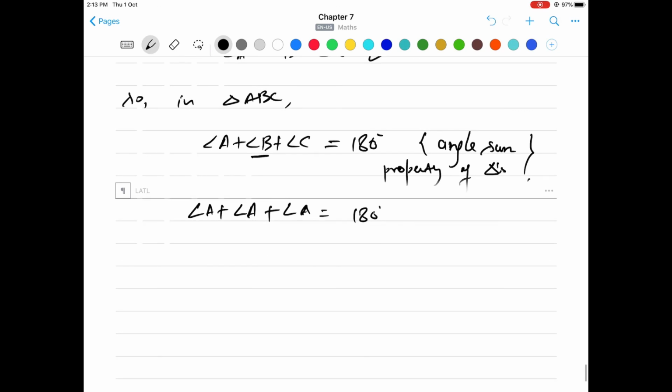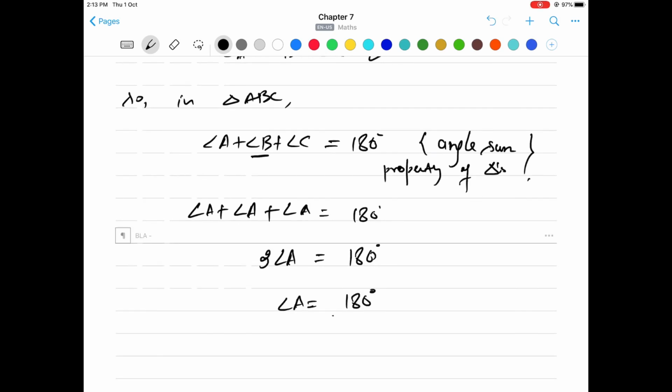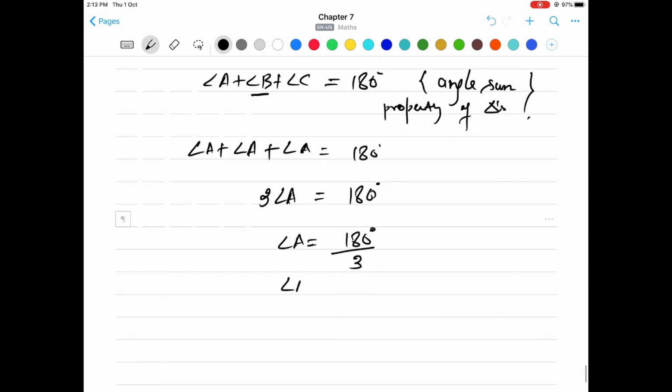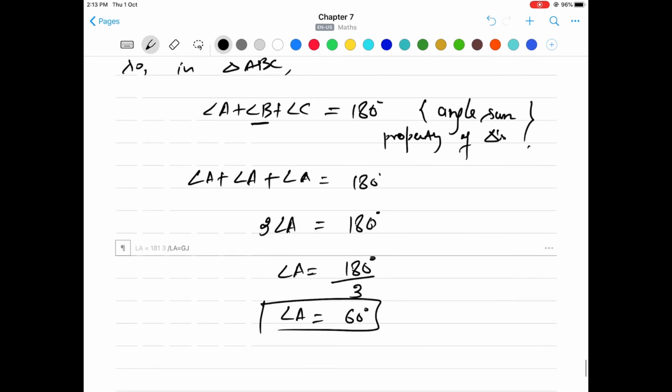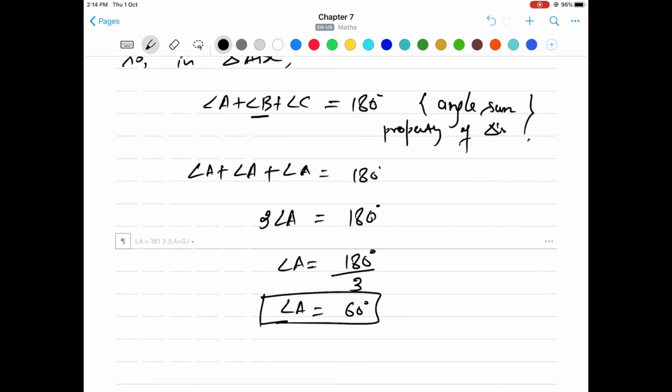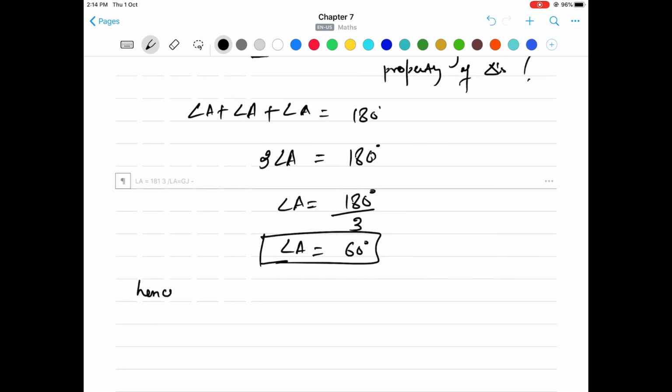So when you add these three, you will get thrice angle A equals 180 degrees, or angle A will be equal to 180 degrees divided by 3, and this will result in angle A equals 60 degrees. Okay, and that's what we are asked to prove, that the measure of all three angles of an equilateral triangle is 60 degrees. So we have got angle A equals 60 degrees, hence angle A equals angle B equals angle C equals 60 degrees. Okay, that's the required result. All three angles are of 60 degrees.